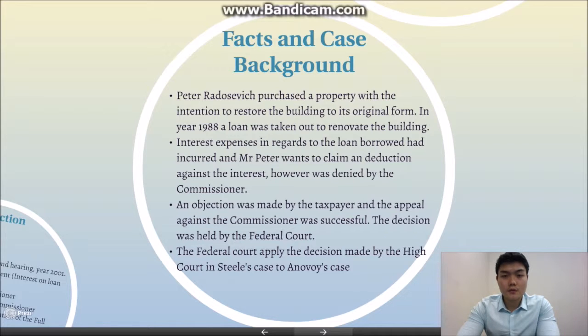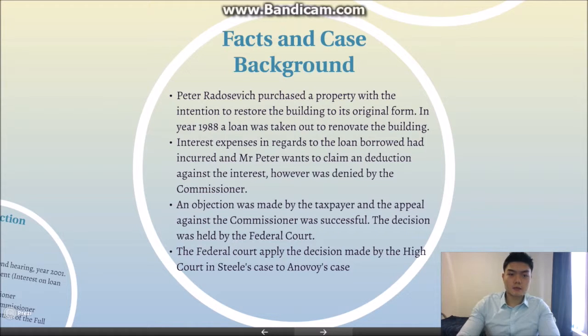The Administrative Appeal Tribunal at the beginning held that the property was purchased with the intention to resell it for profit later on, rather than it being used as a residence. However, the taxpayer had failed to demonstrate necessary evidence between the outgoings of the interest and further income-producing activity from the property. Not being satisfied with the decision held by the AAT, the taxpayer had exercised his right in appealing to the Federal Court, where the decision made by the High Court in Steele's case was taken as a reference into determining the case. Let's quickly talk about what happened in Steele's case.